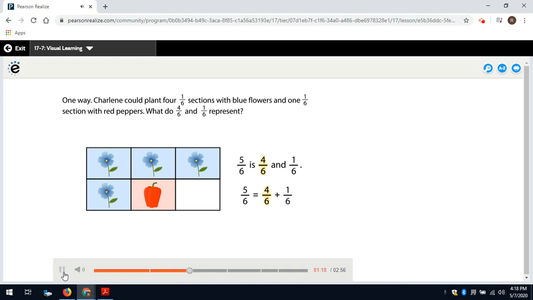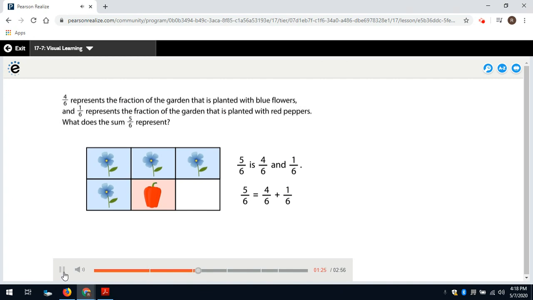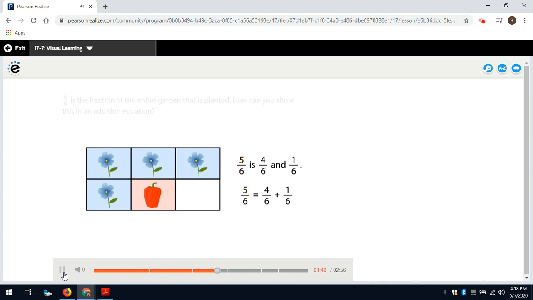What do 4/6 and 1/6 represent? 4/6 represents the fraction of the garden that is planted with blue flowers, and 1/6 represents the fraction of the garden that is planted with red peppers. What does the sum 5/6 represent? 5/6 is the fraction of the entire garden that is planted. How can you show this in an addition equation?